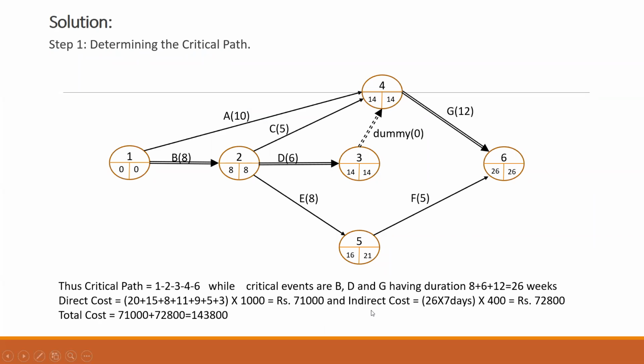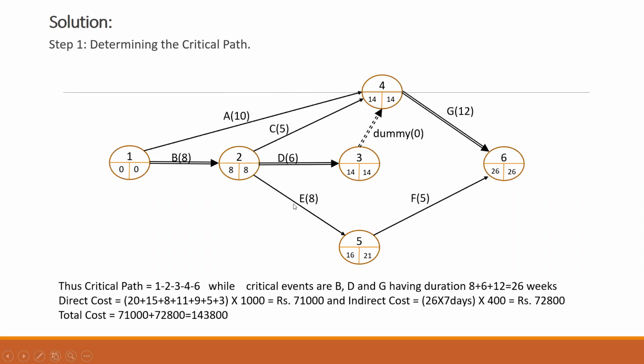Now your indirect cost depends on the critical path. The duration is 26, not days, weeks. So we multiply that by 7. And your indirect cost per day is given as 400, so we multiply this by 400. The answer we are getting is 72,800. We add the direct cost and the indirect cost to get the total cost, which is coming as 1,43,800. Okay, so this is my first step.